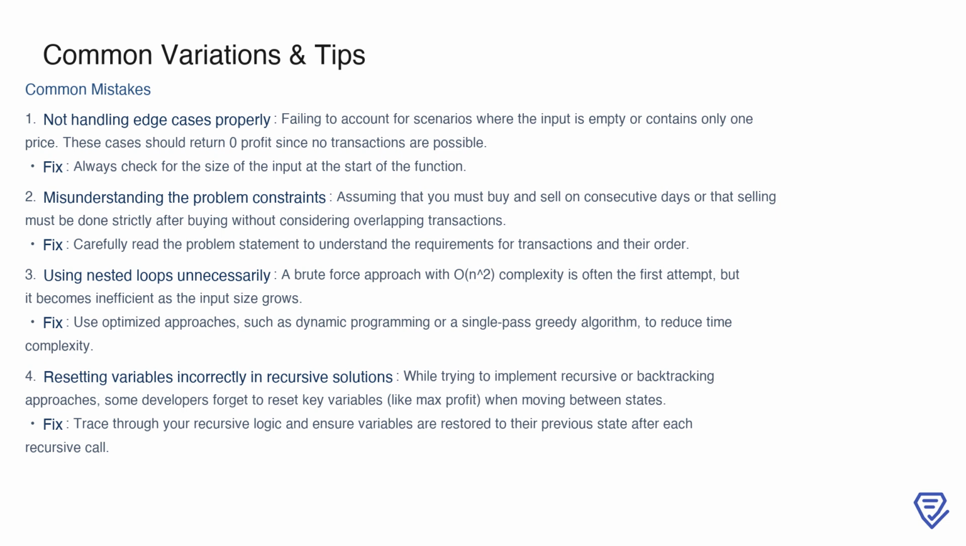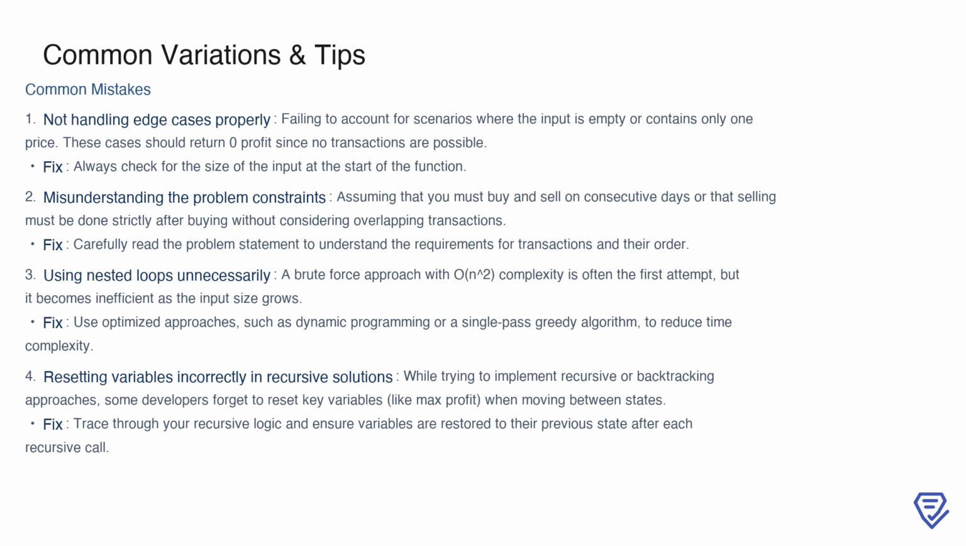To address this, make it a habit to check the size of your input at the beginning of the function. Another issue is misunderstanding the problem's constraints. Some might assume that buying and selling must occur on consecutive days or fail to grasp that overlapping transactions are allowed if they follow the rules. Carefully reading and understanding the problem statement is critical to avoid such errors.